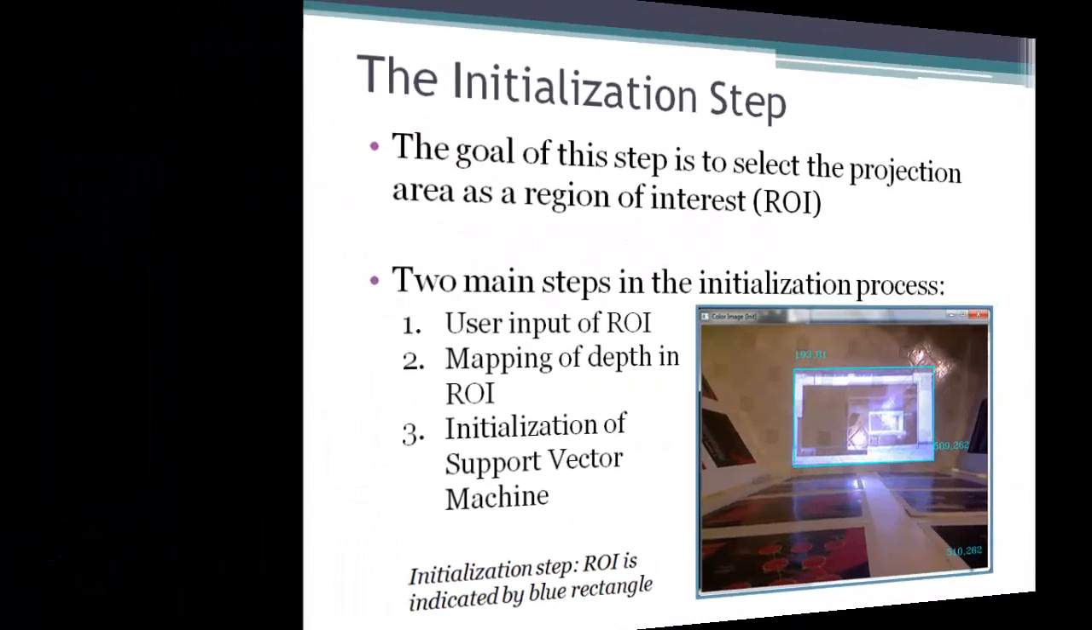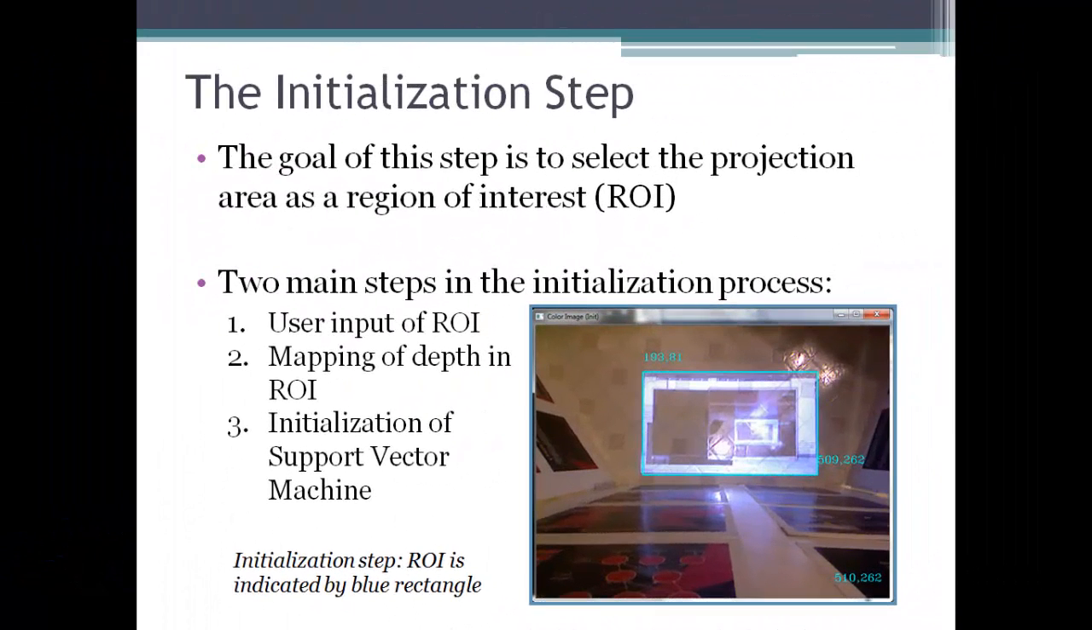The second stage is the initialization process. In the initialization process, there are 3 main steps. The first step is that the user manually selects the region of interest. The region of interest is the entirety of the projection surface. Selecting the boundaries of the projection allows for the computer device to automatically calibrate the finger position to the size of the computer screen. The second step is to map the surface of the environment of the projection.